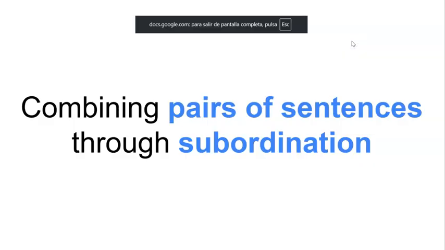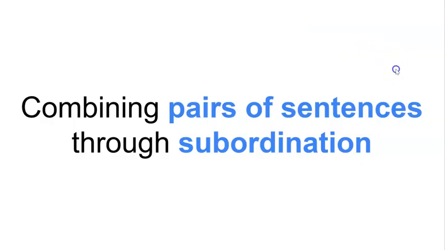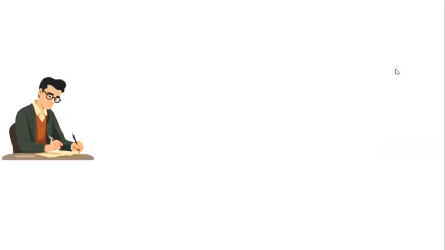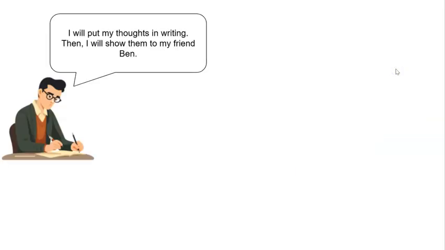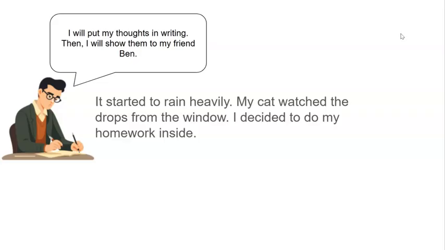Hello everyone, in this video we will combine pairs of sentences through subordination. Let's say this is a writer who's thinking, I will put my thoughts in writing, then I will show them to my friend Ben. So he writes the following paragraph. It started to rain heavily, my cat watched the drops from the window, I decided to do my homework inside.